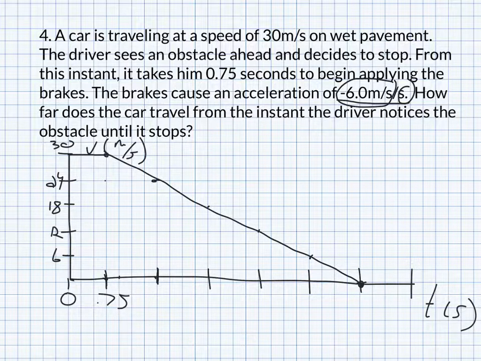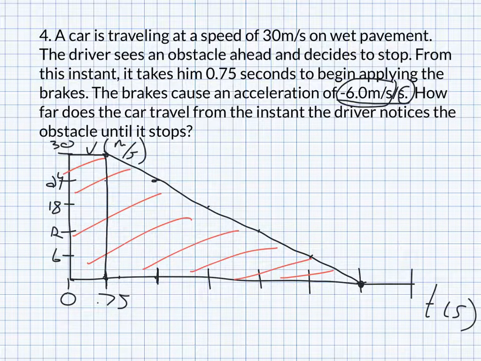And just like before, they're asking me how far do I travel before I come to a stop. So I basically need this shaded area, which is a non-symmetrical trapezoid. If you would like to do that, go for it. You can also do it like this, which is how I would, is just split it up into 2 shapes. And that would be an easier method as far as I'm concerned.